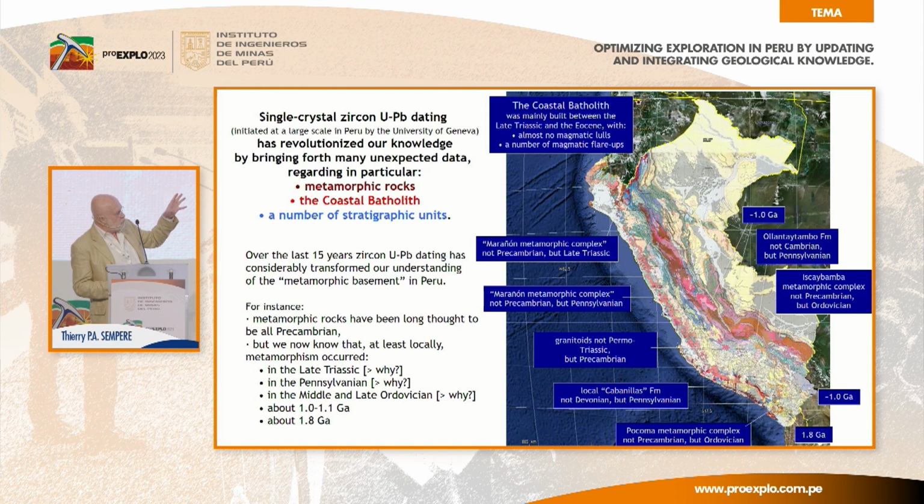Another area, in Abancay, there were granitoids mapped there, and it's been mapped as Mitu. Precambrian is not Precambrian anymore, and Triassic is Precambrian. There are many surprises here, and there will be even more surprises in the future.